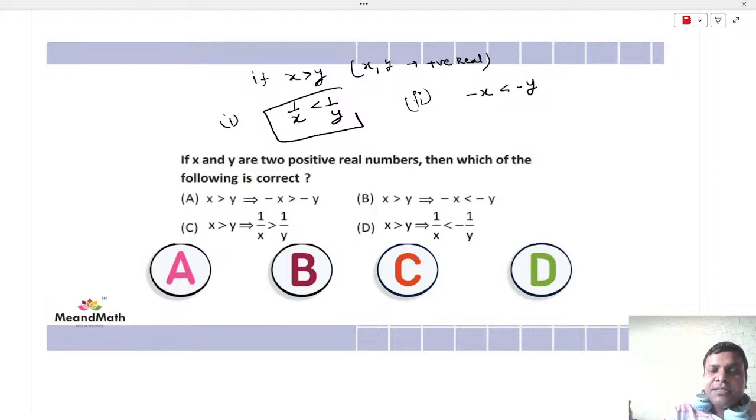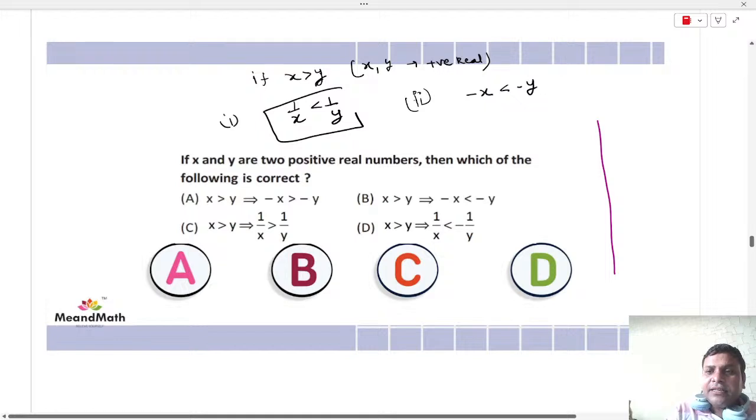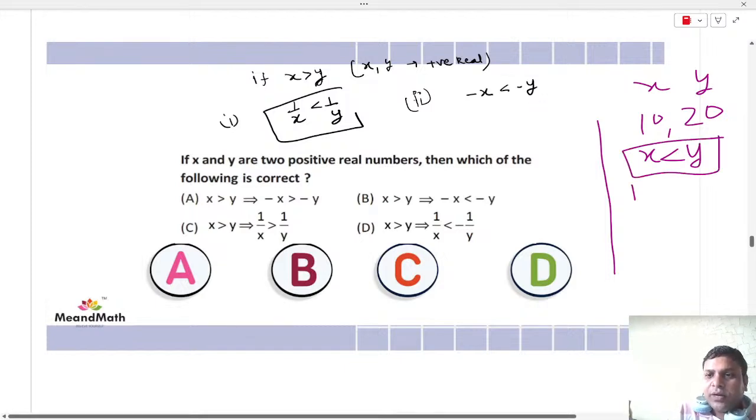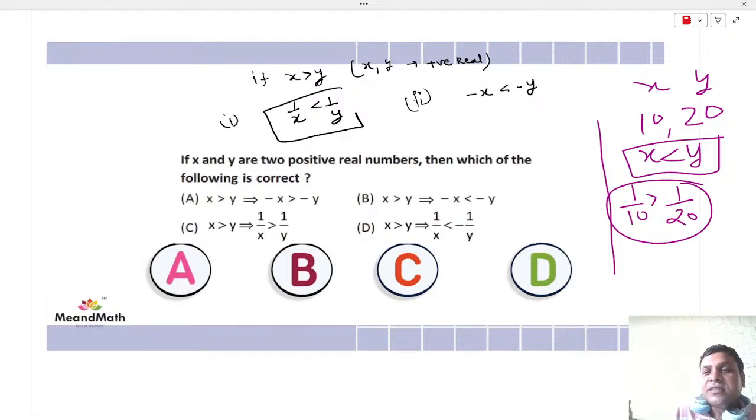You can also understand this in the following way. Suppose 10 and 20. Let's suppose this is x, this is y. What is the relation here? x is less than y. Now 1 upon 10 and 1 upon 20. Who is greater here? Definitely 1 upon 10 is greater. Now check, the inequality sign has changed. So when you take the reciprocal, the inequality sign automatically changes.